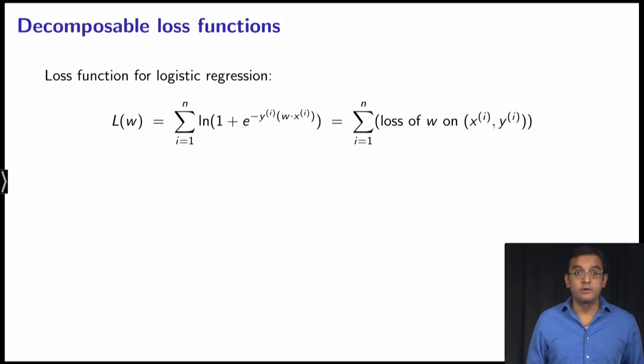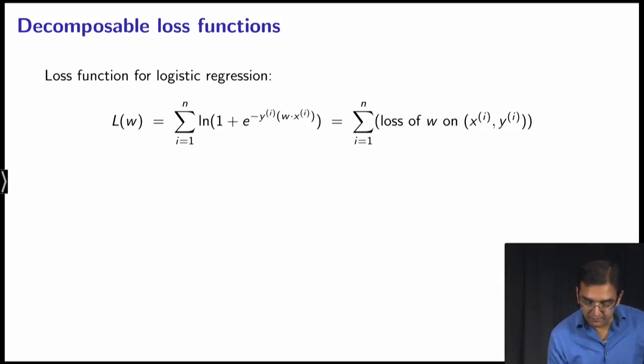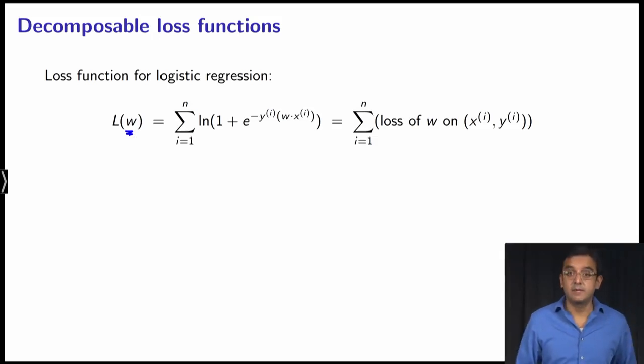So here, if you will recall, is the loss function for logistic regression. We are looking for the parameter vector, the model w, that minimizes this loss function, and this is a loss function over the entire training set.